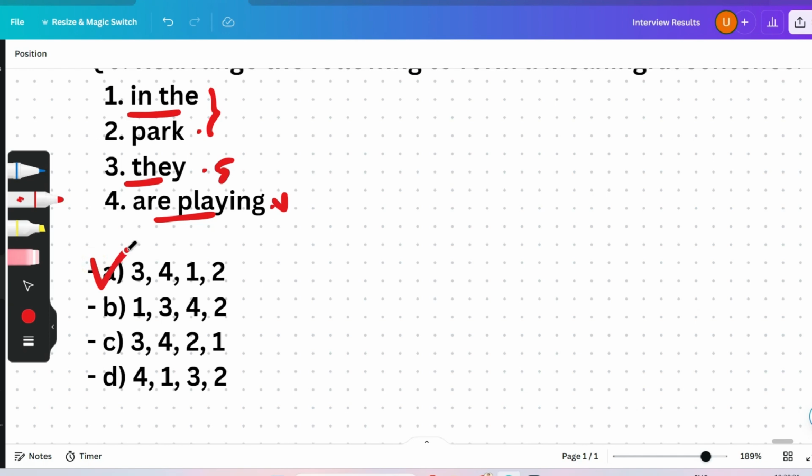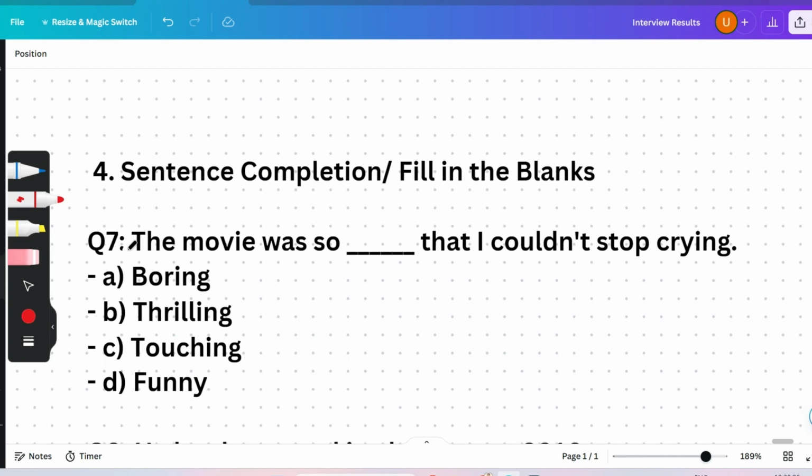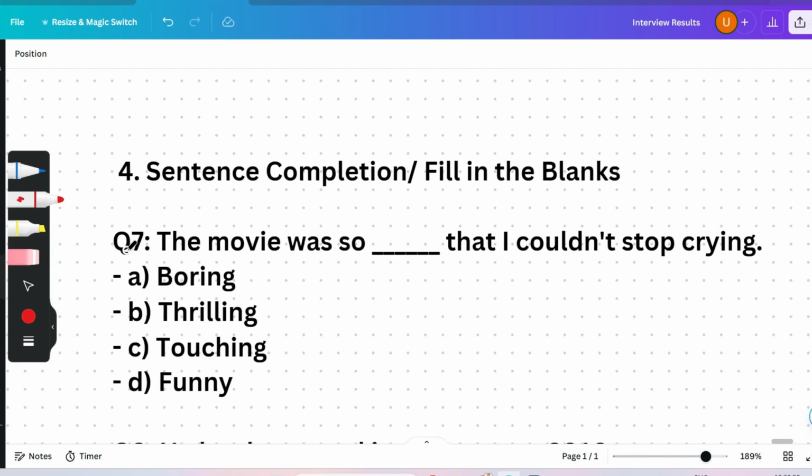Okay, so let's go to the next question, that is sentence completion or fill in the blanks. The movie was so dash that I could not stop crying. So the movie was so boring, the movie was so thrilling, the movie was so touching, or the movie was so funny that I couldn't stop crying. So what will be the correct meaningful word which will occupy the blank, okay? So please give me the answer.